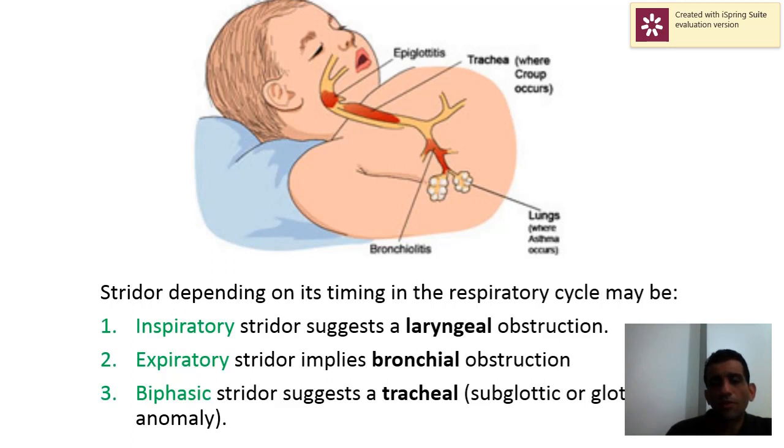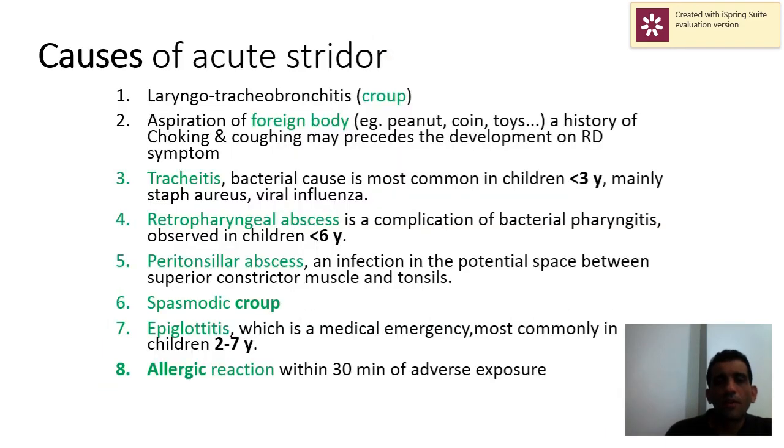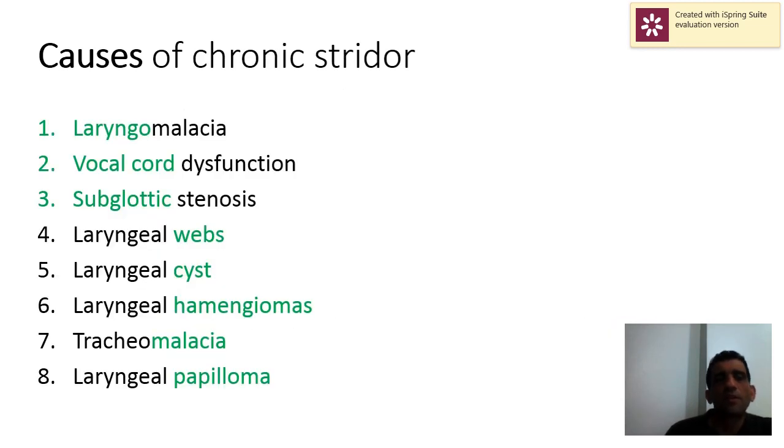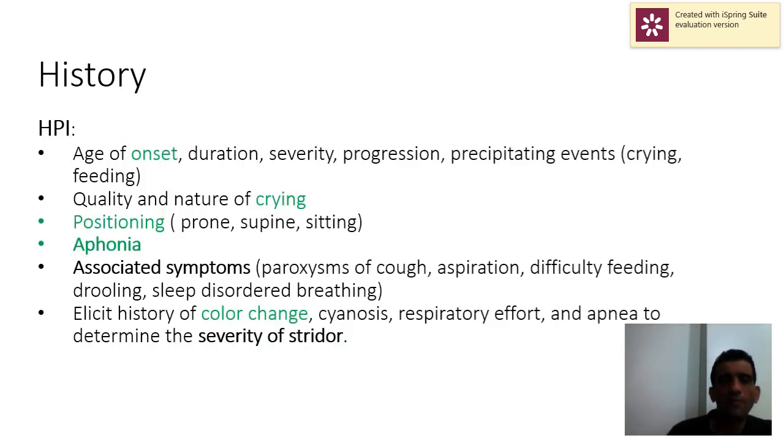Inspiratory stridor usually suggests laryngeal obstruction, expiratory suggests bronchial obstruction, and biphasic suggests tracheal, subglottic, and glottic anomaly. There are multiple causes of stridor. We have to check all these causes. The important causes of chronic stridor: laryngomalacia, vocal cord dysfunction, subglottic stenosis, laryngeal web, laryngeal cyst, hemangioma, tracheomalacia, laryngeal papilloma.